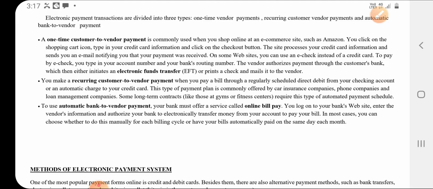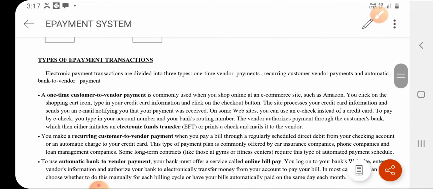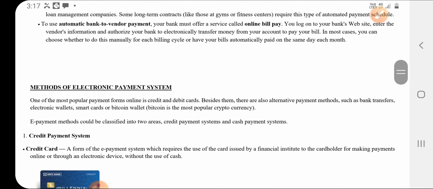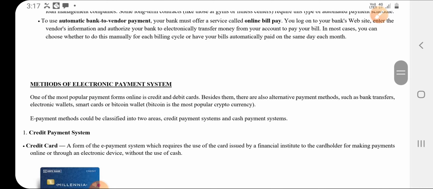So, the amount for which you have bought something, you will give a check, 5 checks will be given. Every month on date 5 or date 10th, the amount will be credited from your account. That is called automatic bank to a vendor. That is online bill payment. So, these three types of transaction are e-payment transactions. And the next one is methods of electronic payment system.